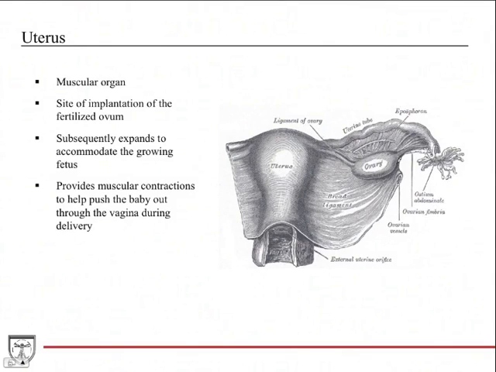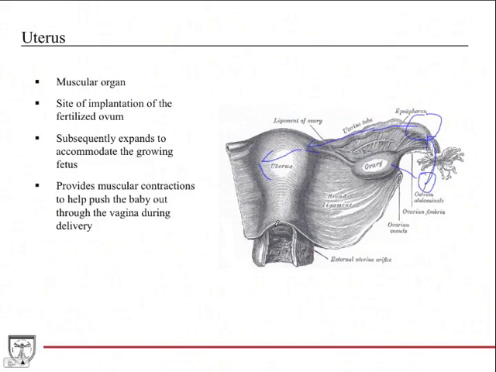So just to review again, we have the oocyte, which is released during ovulation, and then it's swept into the fallopian tube by the fimbriae, and then here in the ampulla is where the oocyte is fertilized, and then it gets moved down via peristaltic contractions into the uterus, and then it undergoes implantation onto the uterine wall.